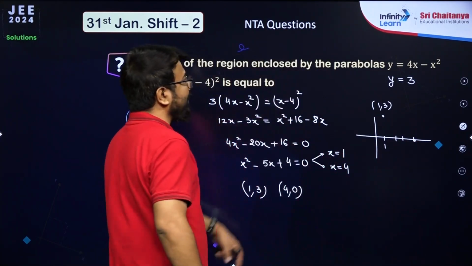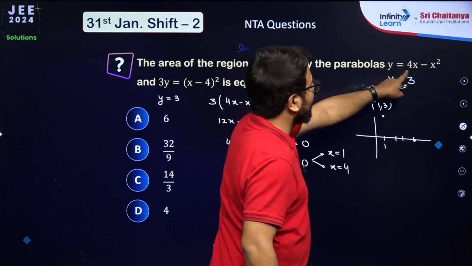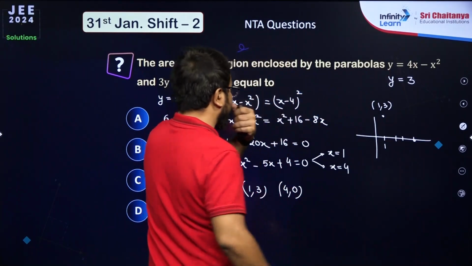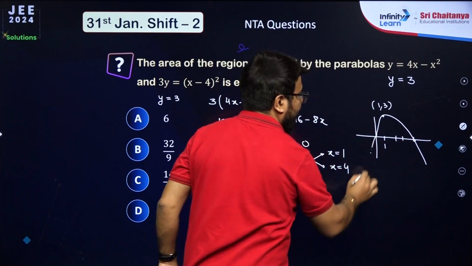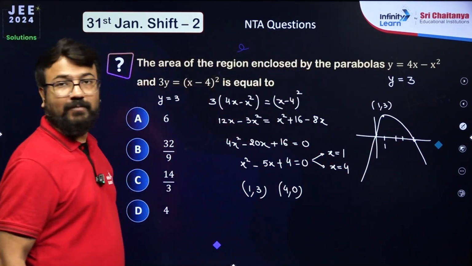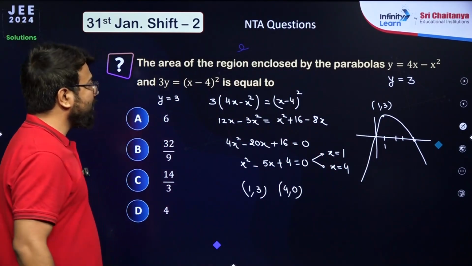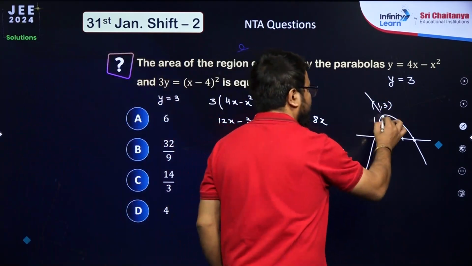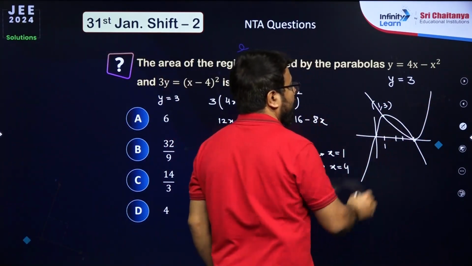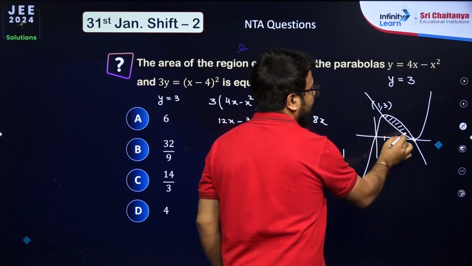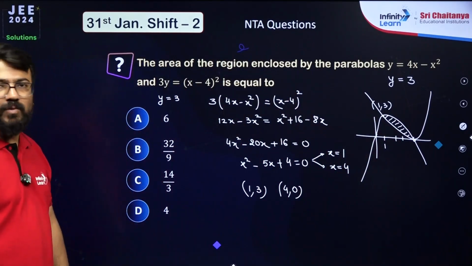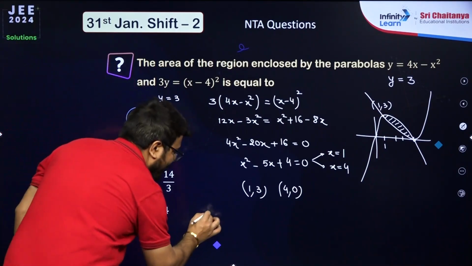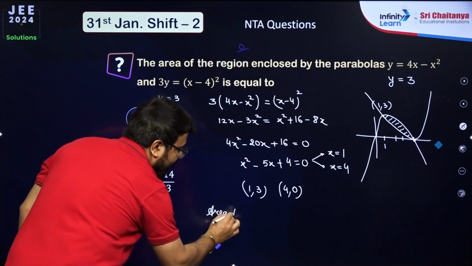On keeping x equals 0, we find the y value to be 0. So this is a parabola, and in this way it will be drawn. Are you getting my point? And the other parabola will be drawn in this way. So this area bounded between the parabolas I need to determine. That means upper curve minus lower curve. So the area bounded between the two curves is quite easy now.